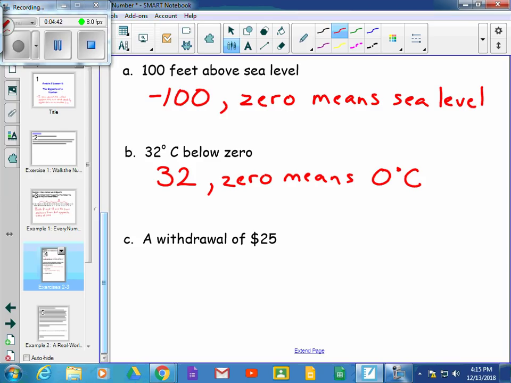And then finally, a withdrawal of $25. We want the opposite of that. A withdrawal is taking money out of the bank. That's a negative. We want the opposite, which is a +25. And then 0 means there's no change, or no deposit or withdrawal made in the account before a deposit or the withdrawal was made in the account.